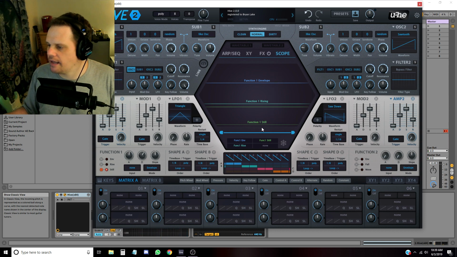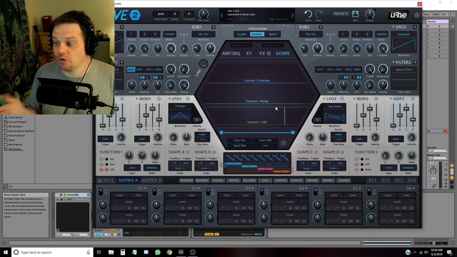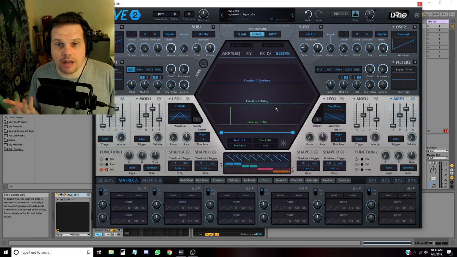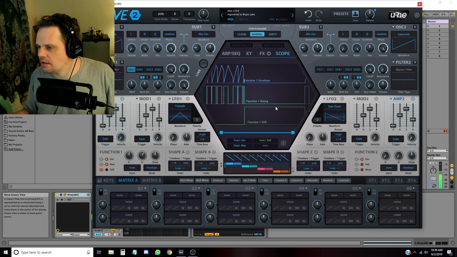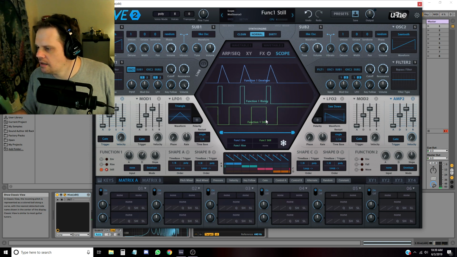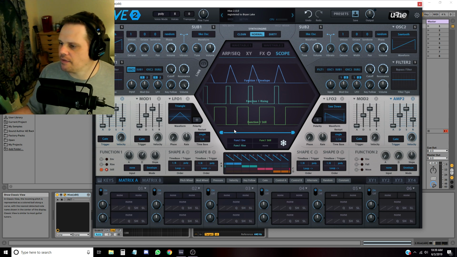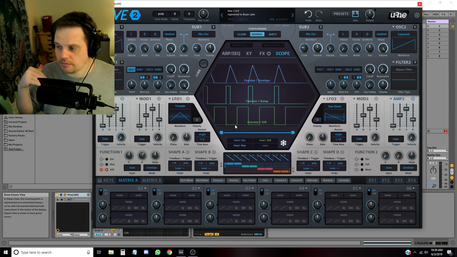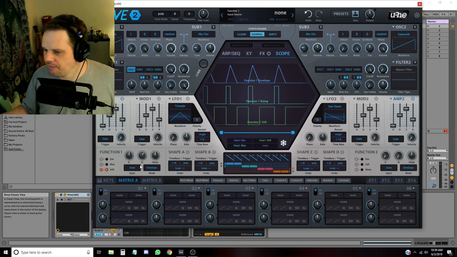Okay, see how that still signal is all the way up? That's because the envelope isn't doing anything. It's still, it's off, it's not doing anything. But when the envelope is doing something, then the still signal is 0. And when the envelope isn't doing anything, it's 1, right? Simple stuff.